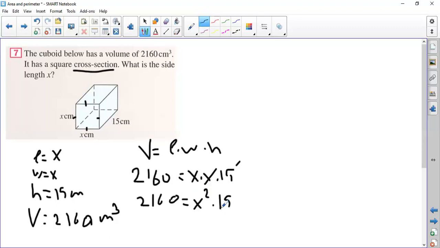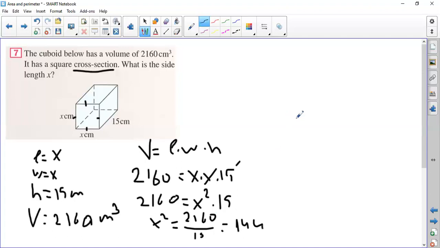Okay, so what is x squared? x squared is equal to 2,160 divided by 15. Okay, what is this division? So 21 divided by 15 is 1. 66 divided by 15 will be 4, and 60 divided by 15 will be 4.